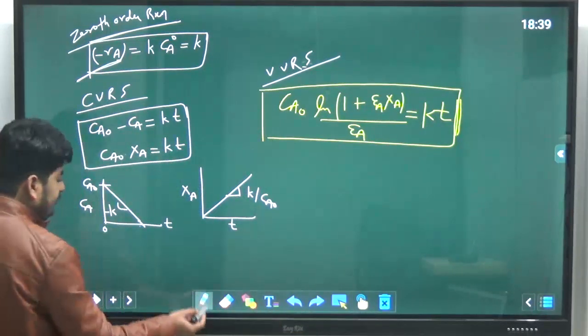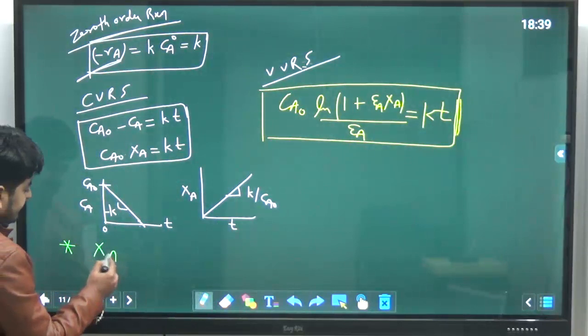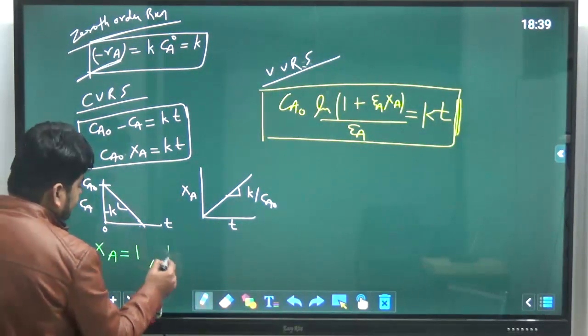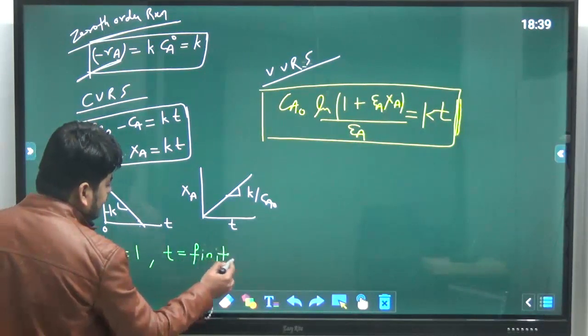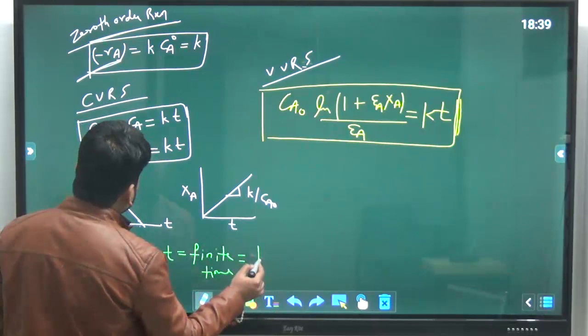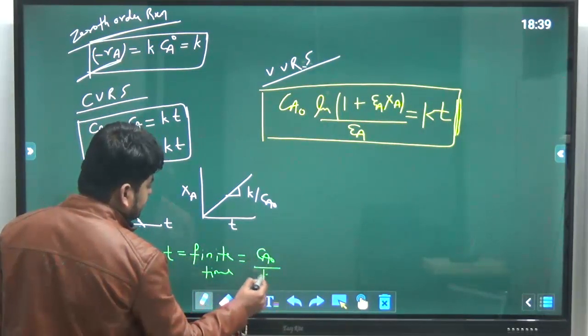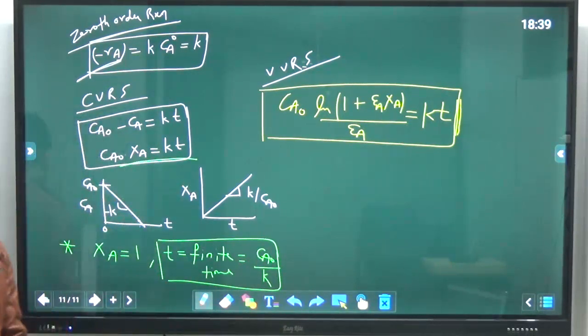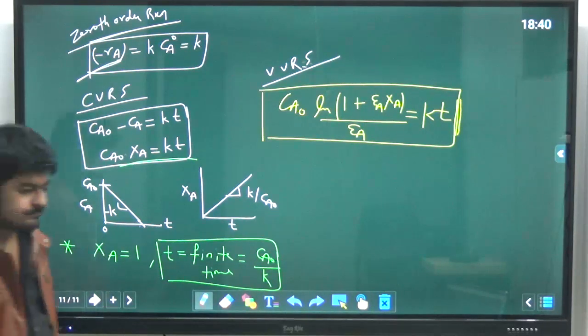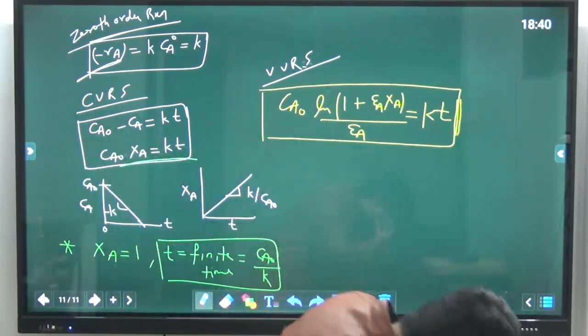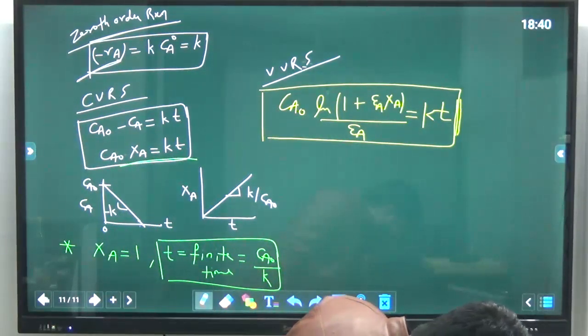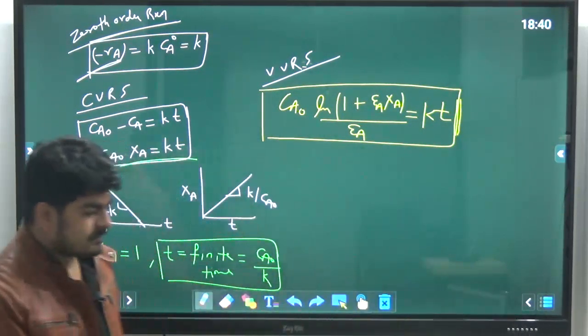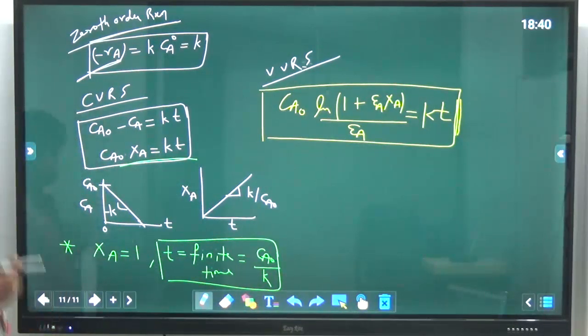Okay, and here one important point is conversion will be 1 in finite time, and that time will be equal to Ca0 over K, as you can see from here. So this is something about the zeroth order reaction.